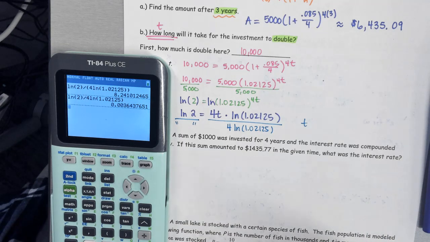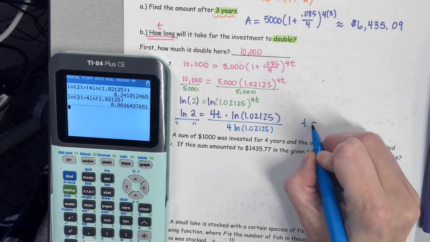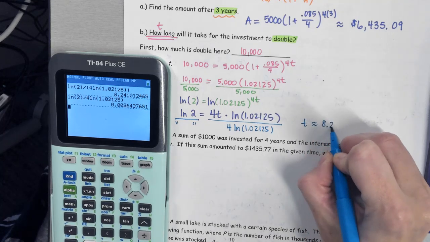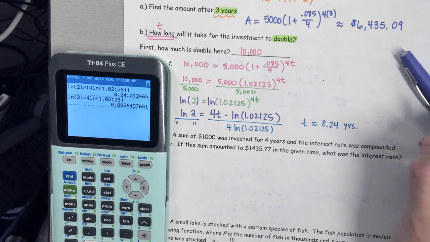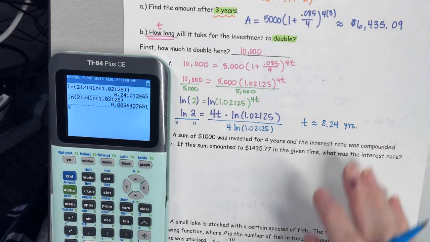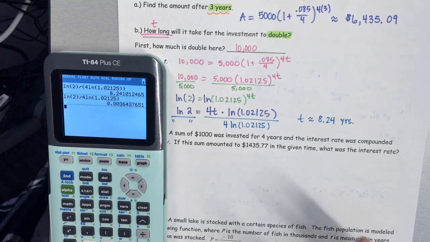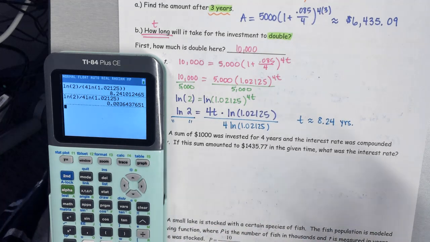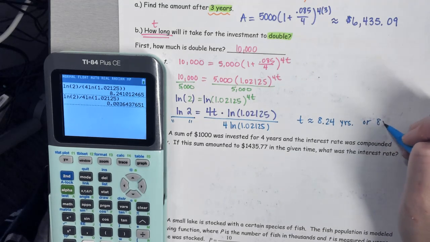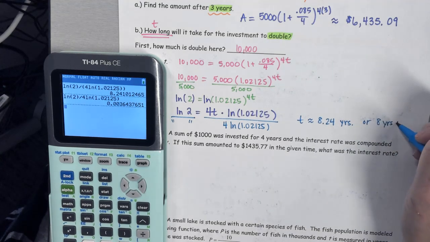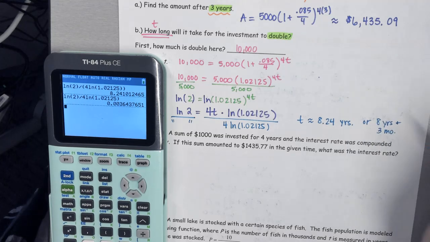And it doesn't say what we're rounding to, so we'll round to the nearest hundredth. Okay, this would be 8.24, and then this was given in years. You could also think about this in terms of years and months. So this is almost a quarter of a year. So that would be 8 years and how many months? Yeah, a quarter of a year is 3 months.